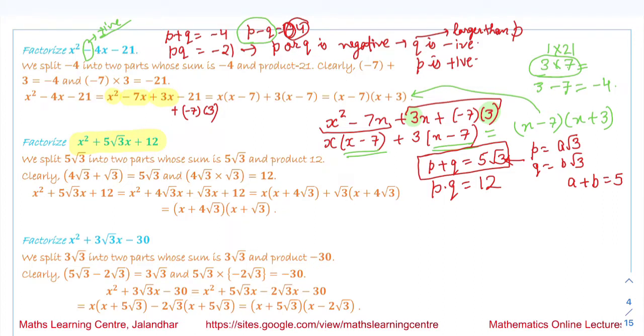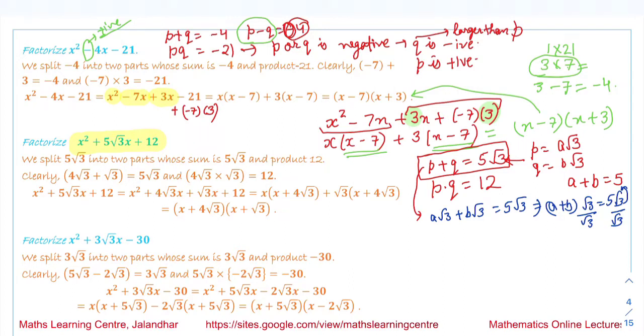We are saying p plus q is this. So when we substitute the value over here, what will you get? It is a root 3 plus b root 3 is equal to 5 root 3. You take root 3 common, you will get a plus b into root 3 is equal to 5 root 3. We divide by root 3 on both sides. So we get a plus b is equal to 5.